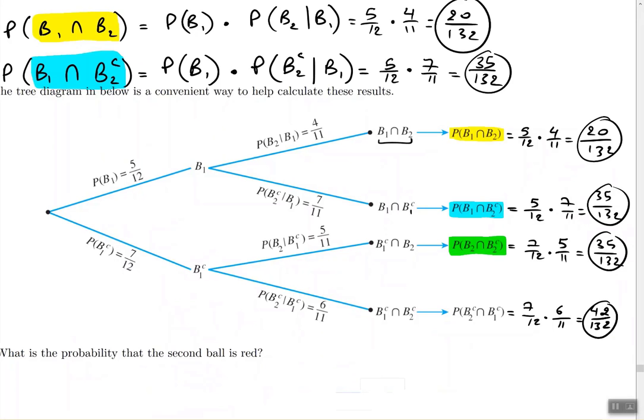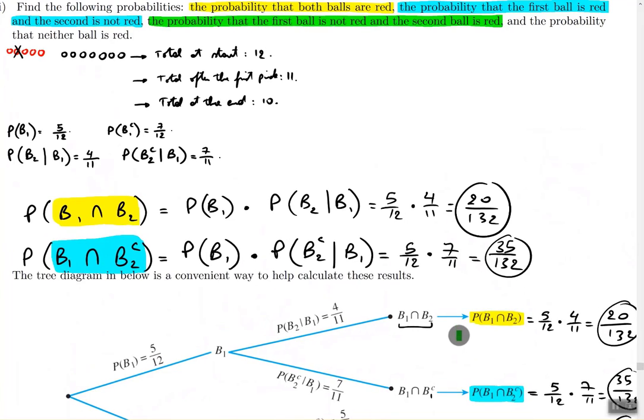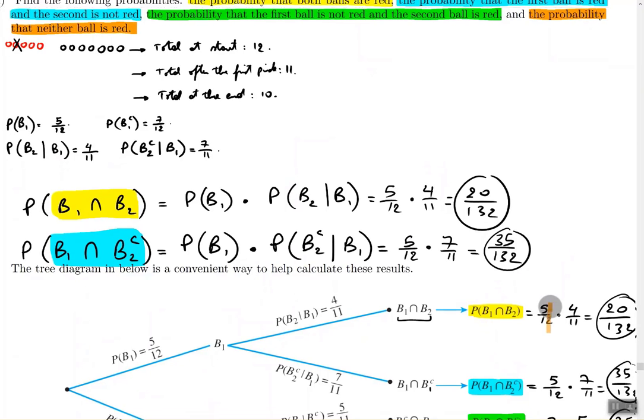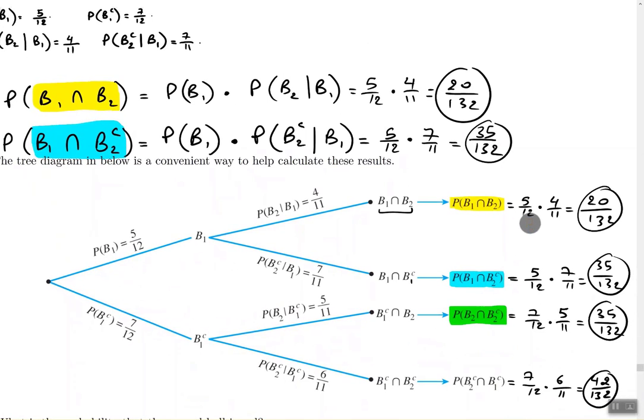And finally, the last question here is, what's the probability that neither ball is red? So the probability that neither ball is red, that means we got a gray ball on the first pull and a gray ball on the second pull. So that means B2 complement, B1 complement, and they both happened. In that case, the answer is going to be 42 over 132. So seeing the tree makes it a little bit easier to find the answers.